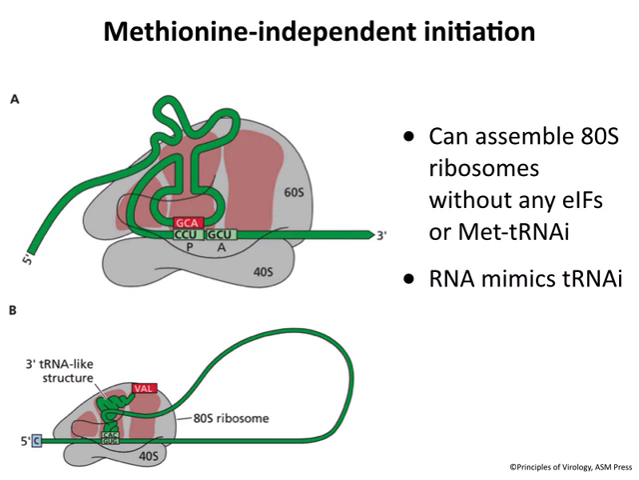The aminoacyl tRNA synthetases. Those are the enzymes in the cell that attach amino acids to tRNAs. They see this viral RNA and they say, oh, it's a valine tRNA, and they put a valine on it. So this translation begins with a valine and not a methionine. So these are two examples of how you can get methionine-independent initiation.